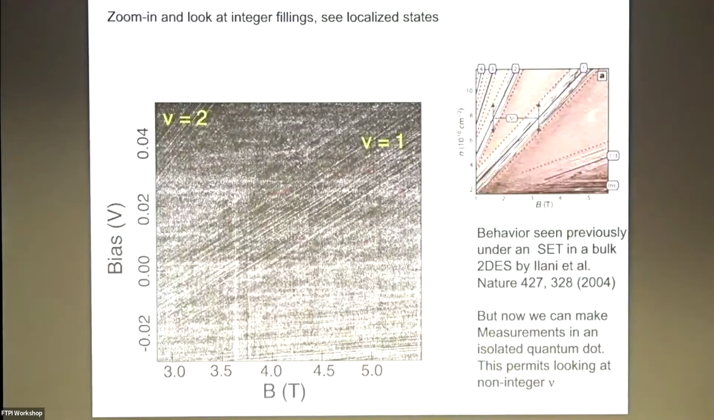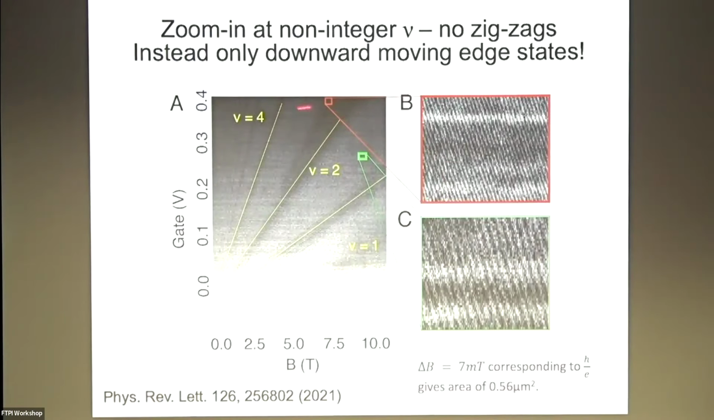Now, these had already been seen before in Amir Yacobi's experiments of putting an SET right on top of a 2D electron system. But what Amir couldn't do, because he didn't have a quantum dot, he couldn't localize, he couldn't look away from integer nu, because electrons could just flow in and out of his system freely. What we did instead with this system, because we have a confined quantum dot, where we can have discrete numbers of electrons in the system, we can just zoom in carefully to different regions and look at the electron additions.